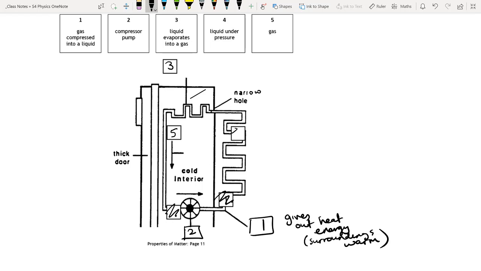And this one should be here. That is liquid under pressure. So the liquid under pressure is outside, then it goes through that narrow hole and it evaporates, so it takes in heat energy here. Cools the surroundings.